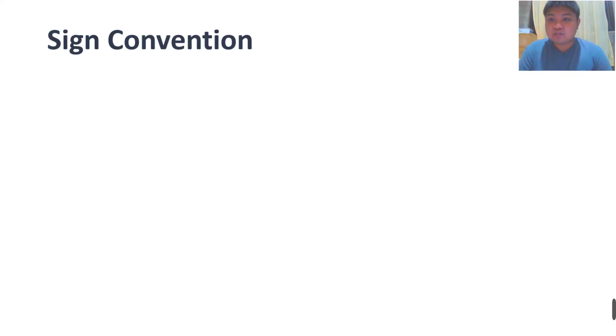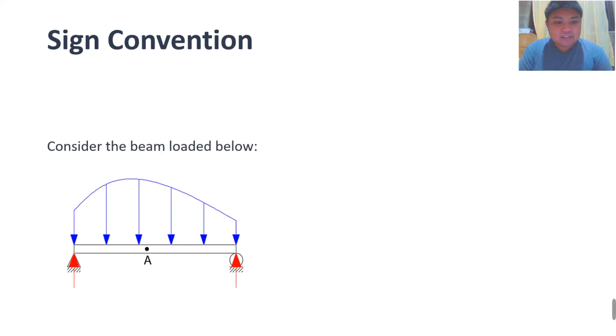So, sign convention, una muna natin tong pag-uusapan. So, ano ba yung sign convention natin? So, consider the beam shown below. So, in this section class or in this drawing, we have beam A. A beam, tapos meron tayong internal point A. So, this is an internal point, tapos ikakat natin siya dito. So, hatiin natin siya. So, ayan, nakat natin.